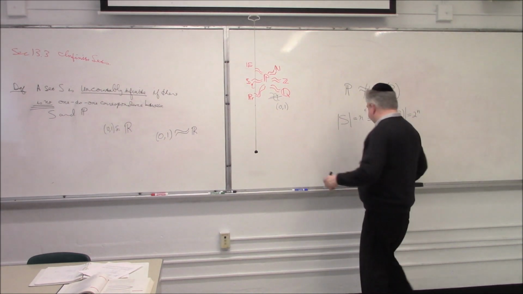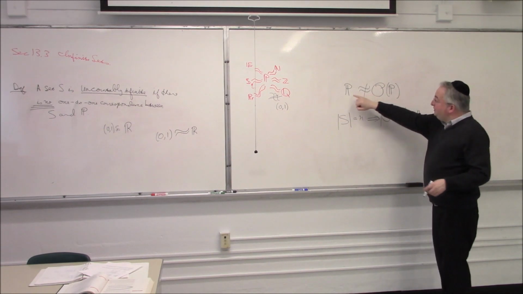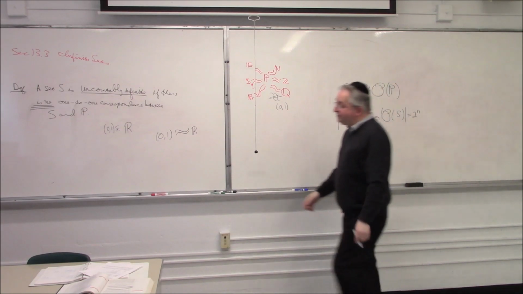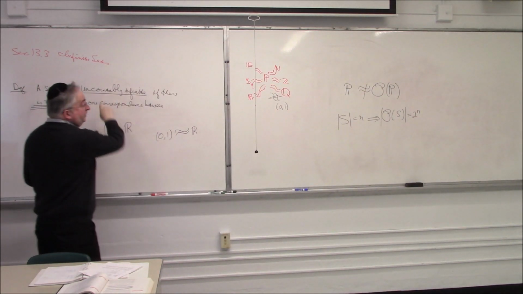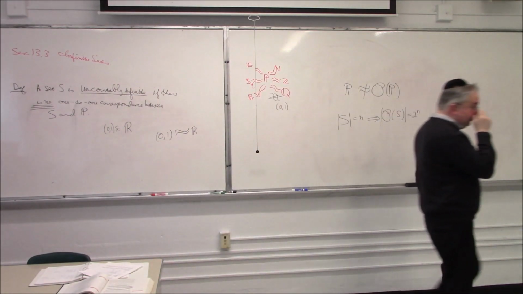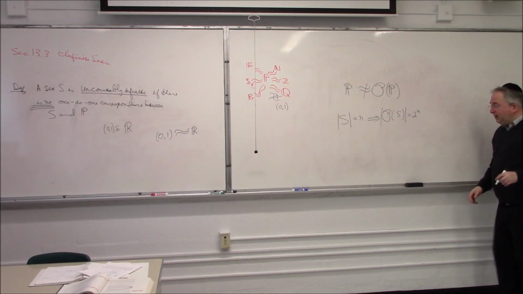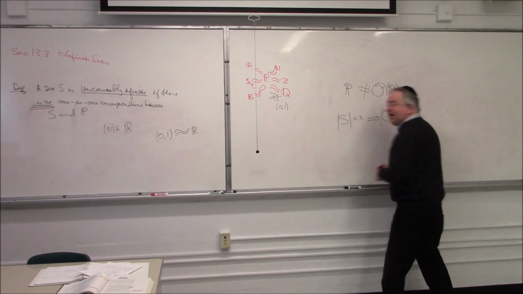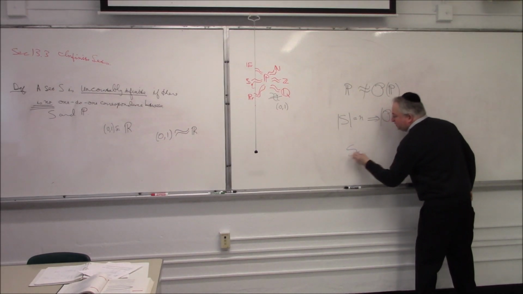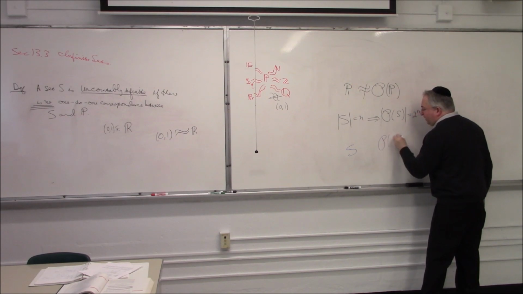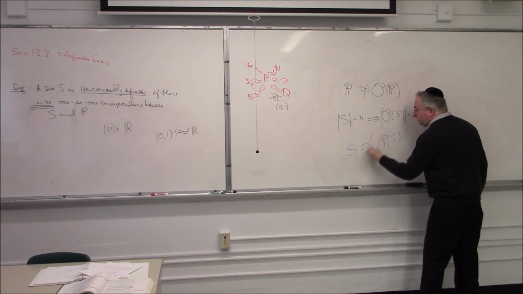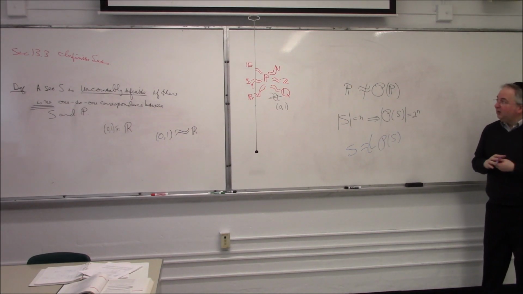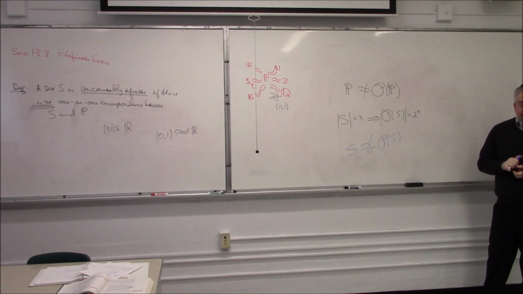Which means this set is not the same size as this. What do we call sets that are not the same size as the positive numbers? They are uncountably infinite. So the power set of P is uncountably bigger. Now, it turns out this is true not only for P, but for any set whatsoever. Take any set S, and the power set of S is not the same size. The power set of S is larger than S. Great.